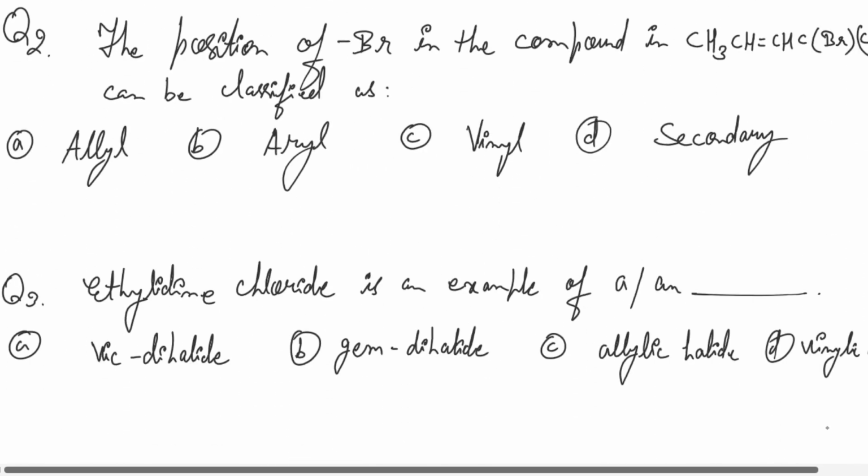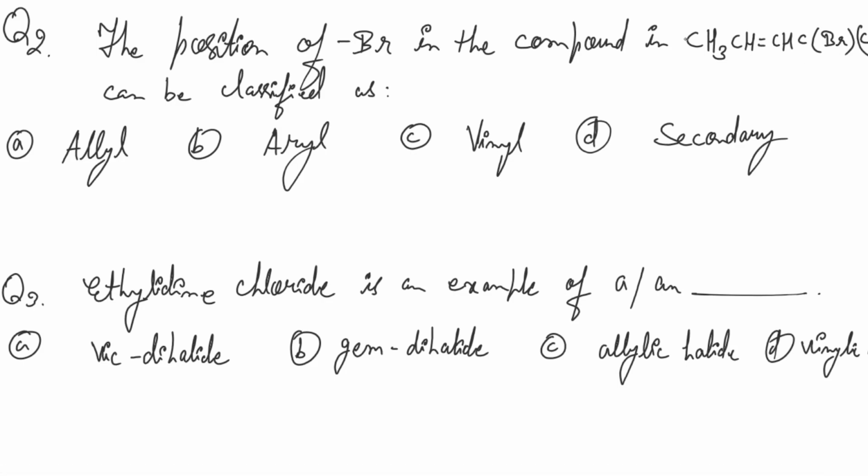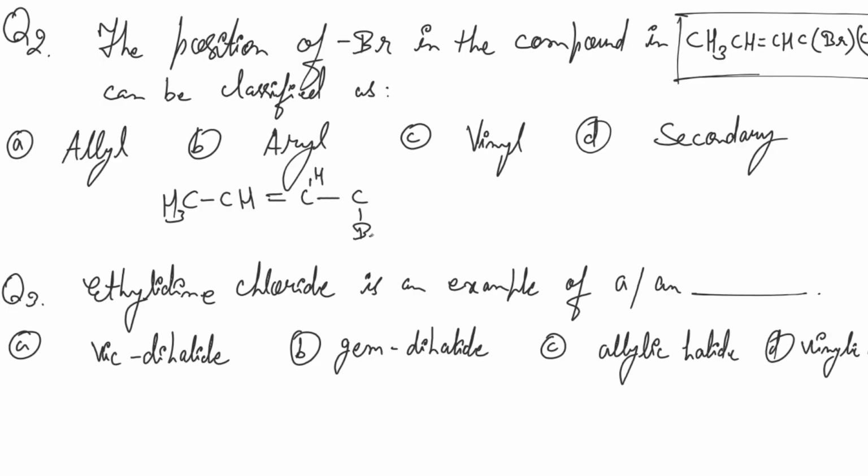The position of the bromide in the following compound, okay? So we have this particular compound and we need to tell what is the position of the bromide, okay? So let's see how to write it. This is your methyl group, okay? Then CH double bond CH, okay? And then the carbon, this carbon is having the bromine, right?